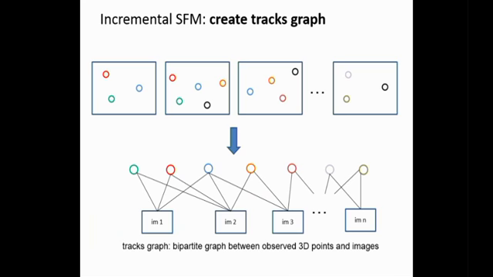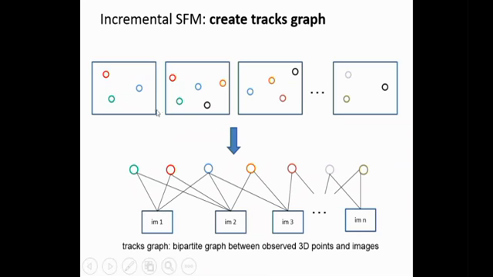So the next step is to create what's called a tracks graph, or maybe there's other words for it, but basically we change the representation from thinking about it as we've got features that have pairwise matches between images to that we have tracks which correspond to observations of 3D points, and some set of images match each of those tracks.